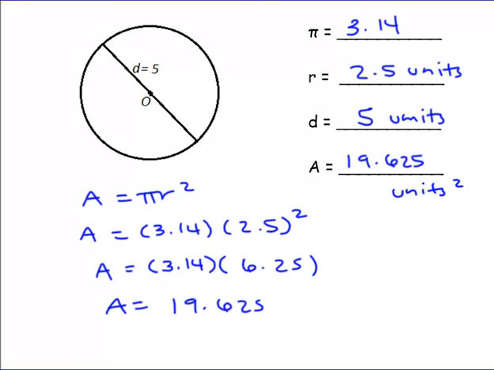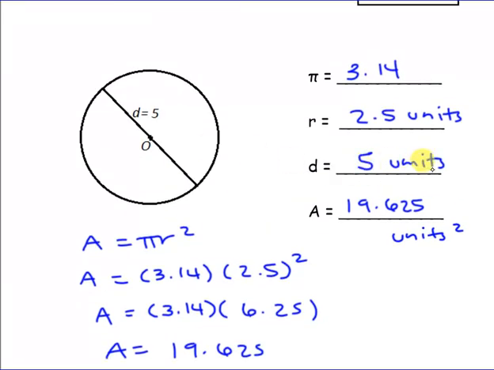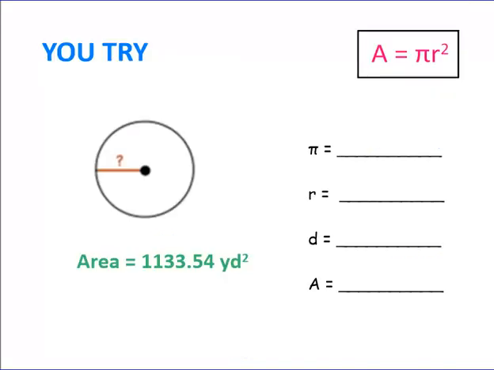All right, so for this one, our diameter was 5, and that means that half of the diameter is the radius, so that would be 2.5 units, and since it didn't give us units, we're just going to call it units. When you put it into the formula, 2.5 squared is 6.25, and when you multiply that times pi, you get 19.625 units squared. All right, go ahead and try this one on your own.